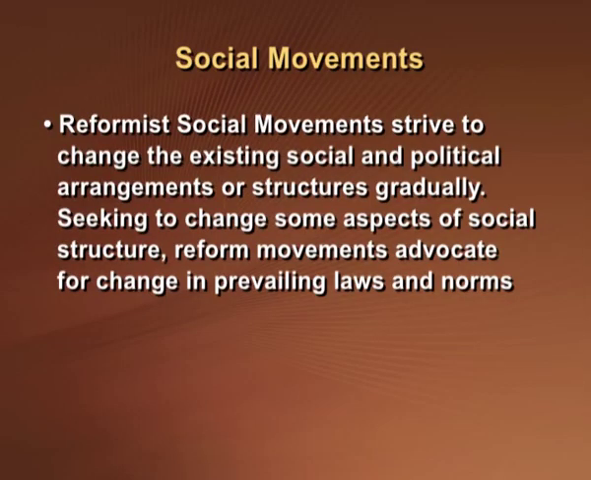Let us discuss these various types of social movements one by one. To begin with, reformist movements. Reformist social movements strive to change the existing social and political arrangements or structures gradually. Seeking to change some aspects of social structure, reformist movements advocate for change in prevailing norms and laws. They target society, that is, they try to bring change at the societal level. But the nature and scope of change that they try to bring is limited.